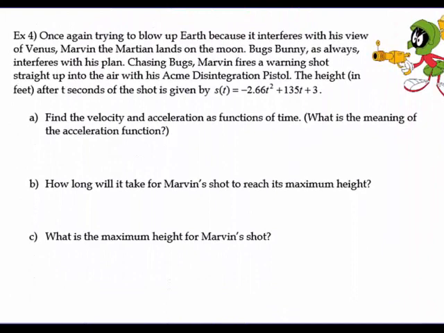All right. So this one, let's go through it together. We've got Marvin the Martian over here. He has that kind of voice. He's trying to blow up Earth because it interferes with his view of Venus. He lands on the moon. Bugs Bunny, as always, interferes with his plan. They chase. Marvin fires a warning shot straight up in the air with his Acme disintegration pistol. You can imagine it's going to fall back down and hit him in the head.